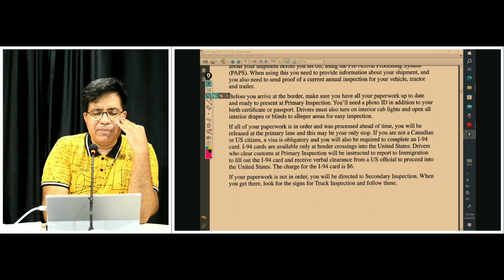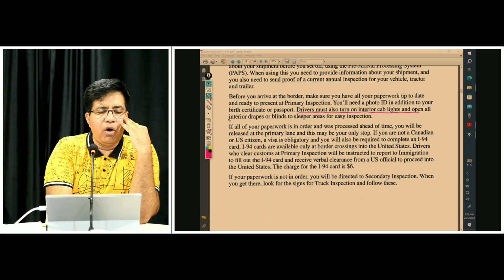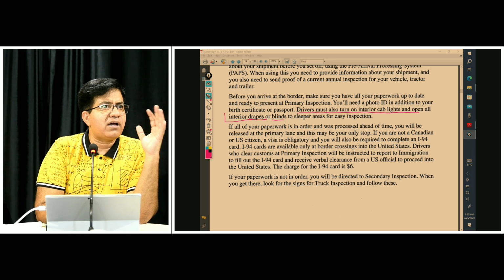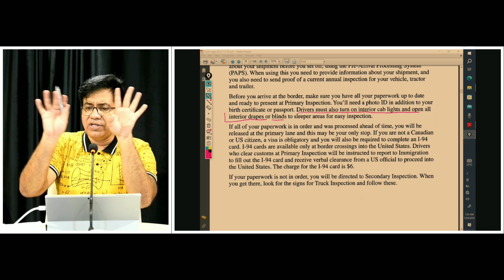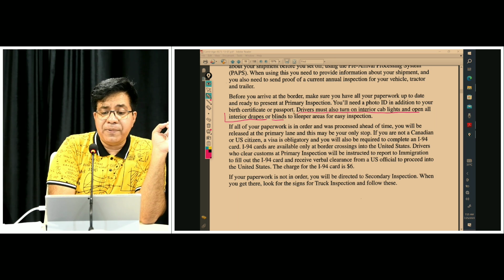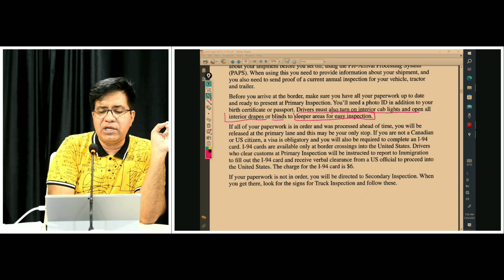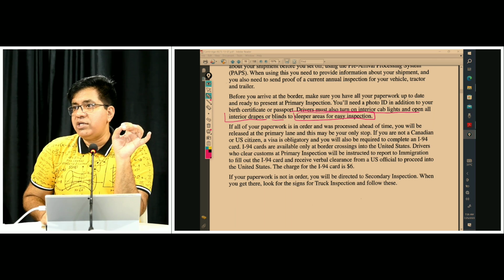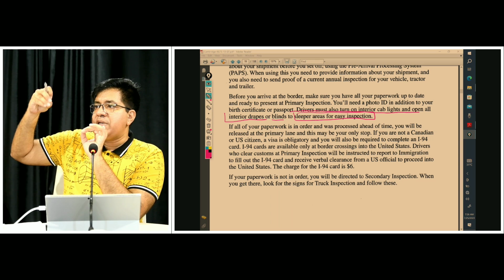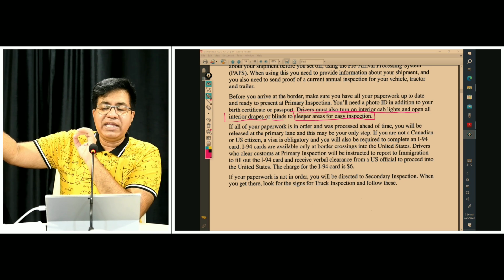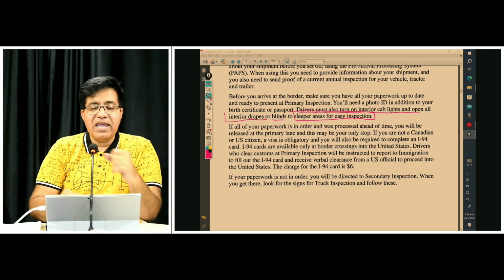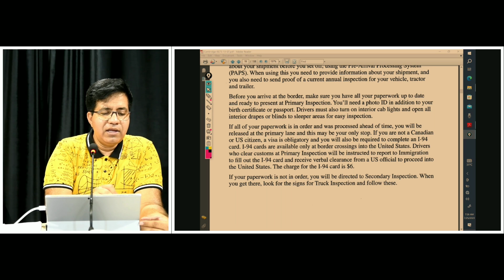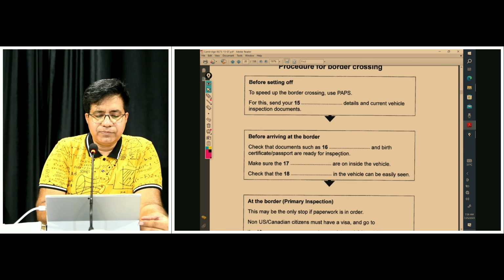Same paragraph, same line. Drivers must also turn on interior cab lights and open all interior drapes or blinds. You know, in the car we have drapes and blinds, curtains and all that. To sleeper areas for easy inspection. So what area? And easy inspection. Easy inspection means can be seen. What will be the answer? Sleeper areas. Well done. Sleeper areas.